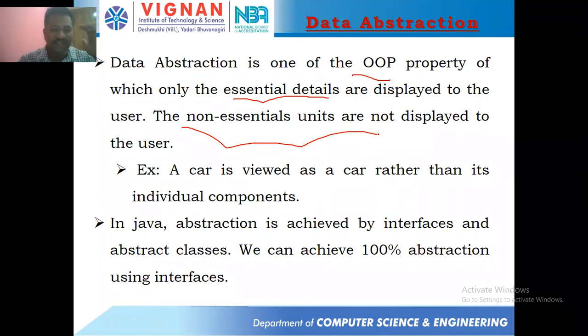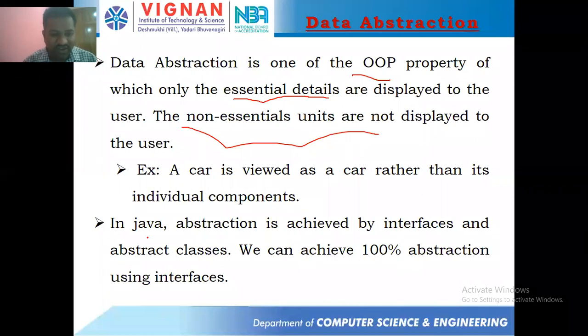Just one example is that a car can be viewed as a car rather than its individual components. We don't know what individual components are there in the car, but we look at the car as a car. That's it. We don't know anything about the internal things. Whatever is required, only those things will be seen. But we won't go in depth into internal things because we don't have an idea about them.